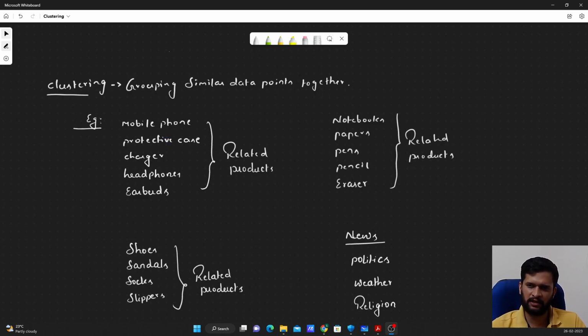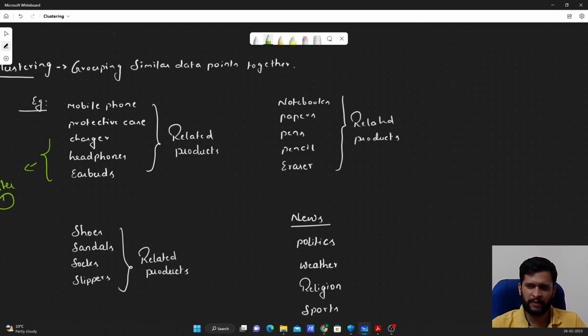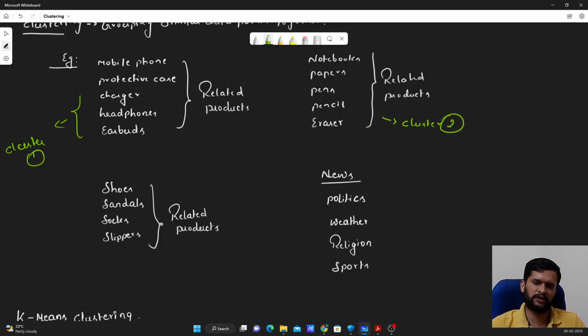Okay, so for example, let's consider I have listed some things here, right? So mobile phone, protective case, charger, headphones, earbuds, etc. So these all are related products, so we can classify them under one cluster. Maybe we can call it as cluster 1. Okay, so this can be our cluster 1. So similarly, we have notebooks, papers, pens, pencil, eraser, etc. So these are all related products, we can classify or group together under our cluster 2. Okay, and similarly we have other products which are shoes, sandals, socks, slippers, etc. So these all can be grouped together and we can call it as our cluster 3, right?